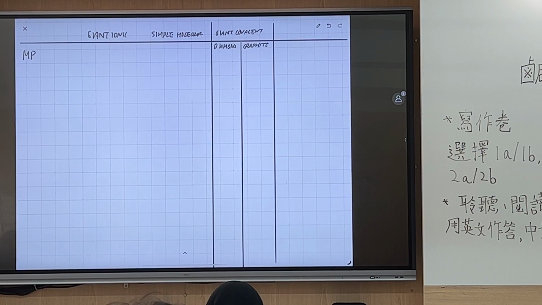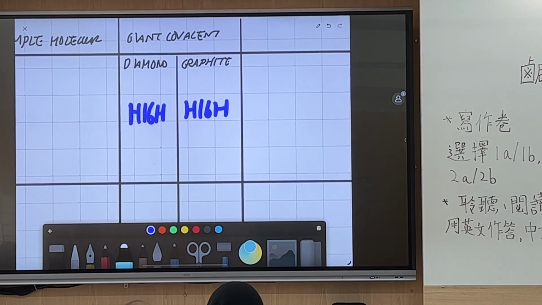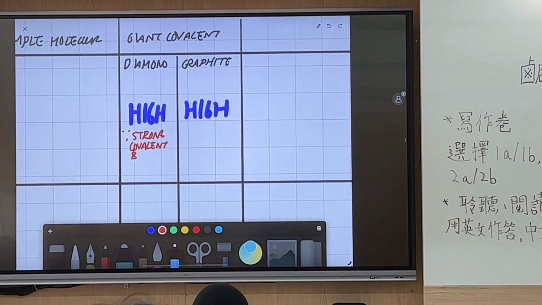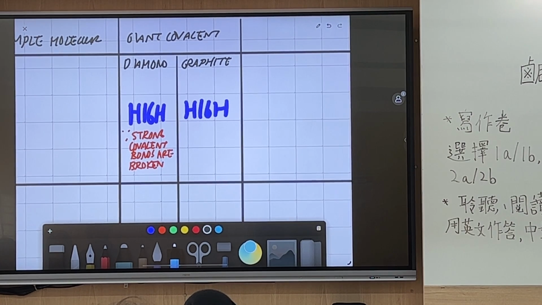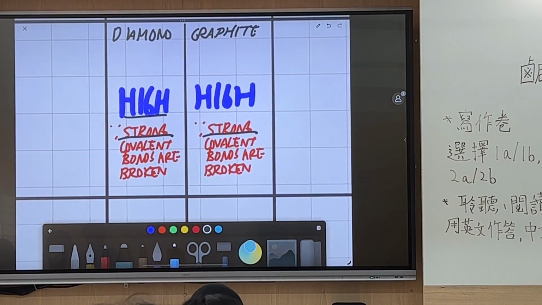And then we will fill in the melting point part. So the melting point of both of these substances are high. Okay, high. Because strong covalent bonds need to be broken. And it is because they are strong that it takes a large amount of energy to break them. Yeah, so that's what you should put for graphite and diamond.